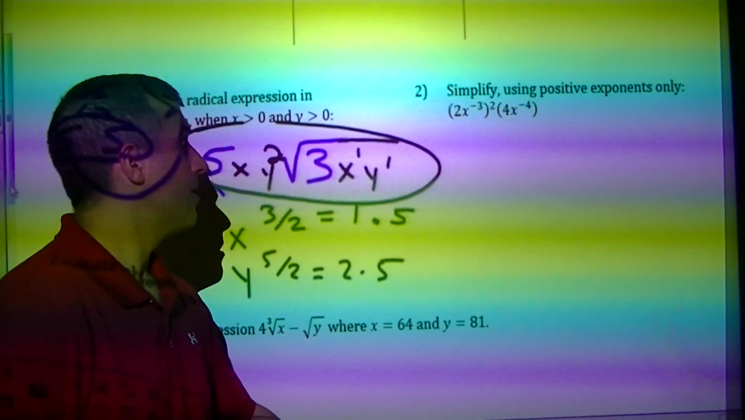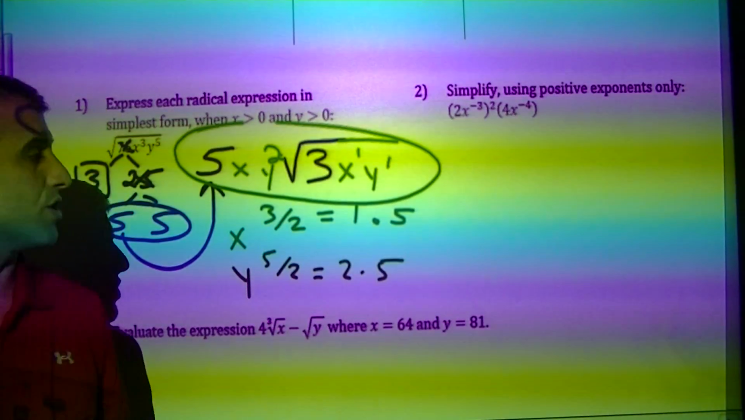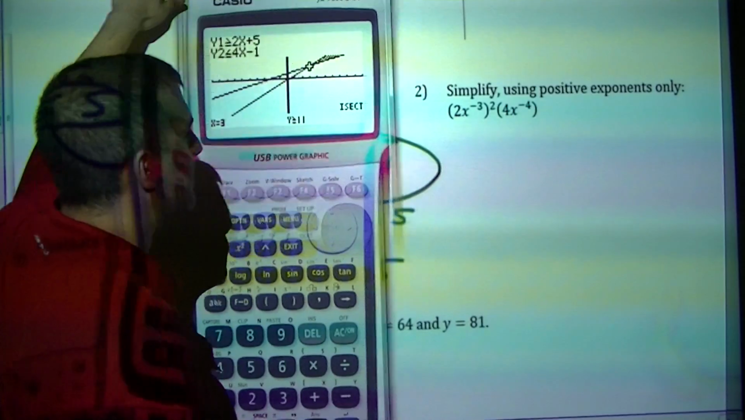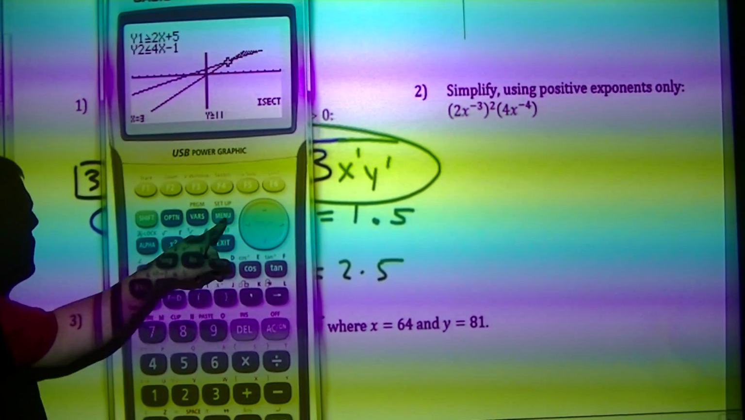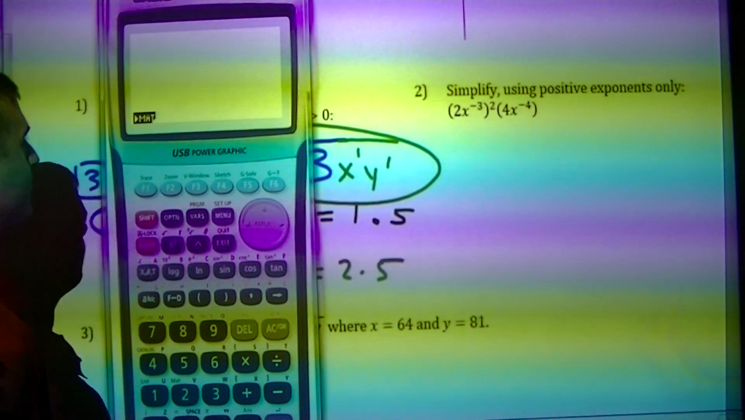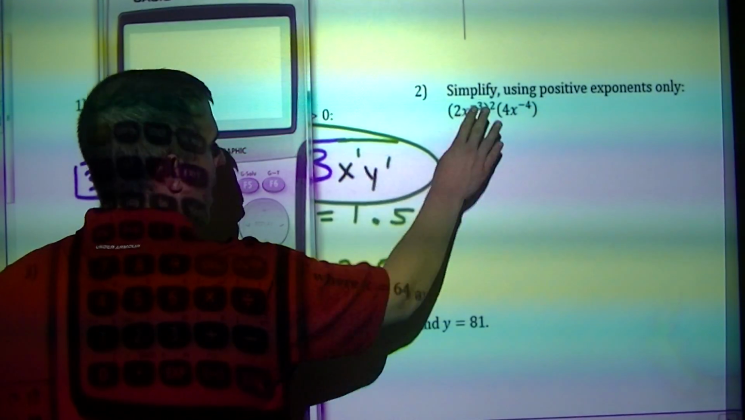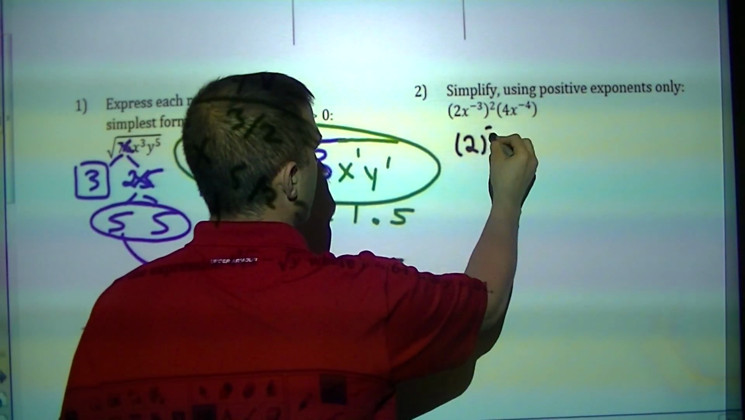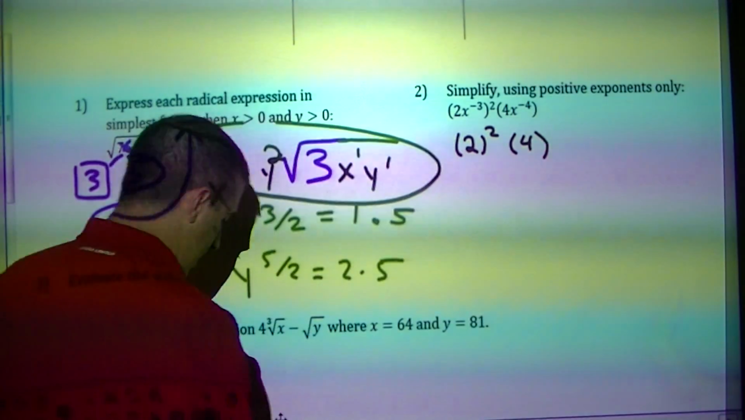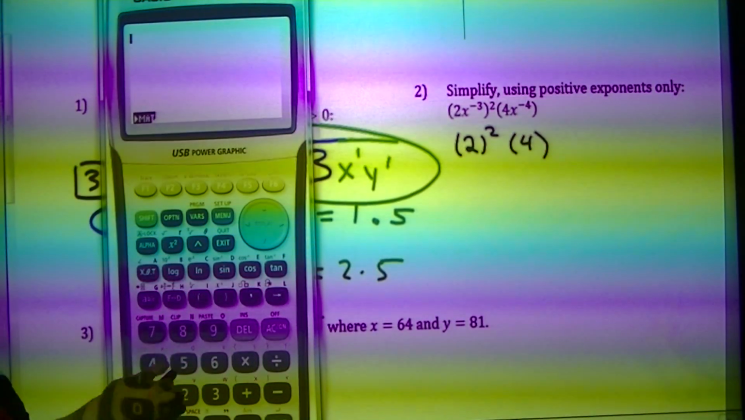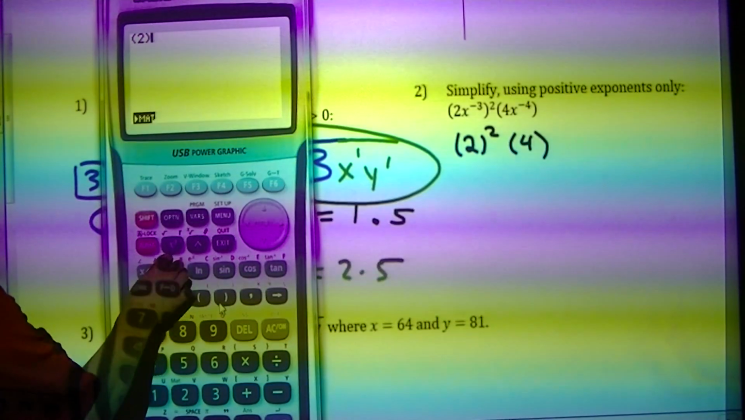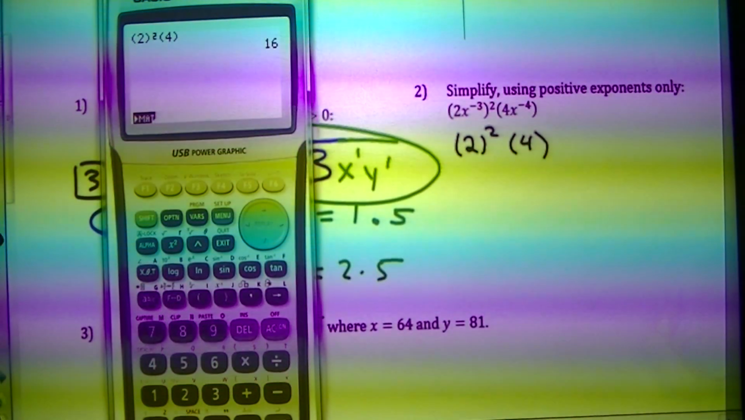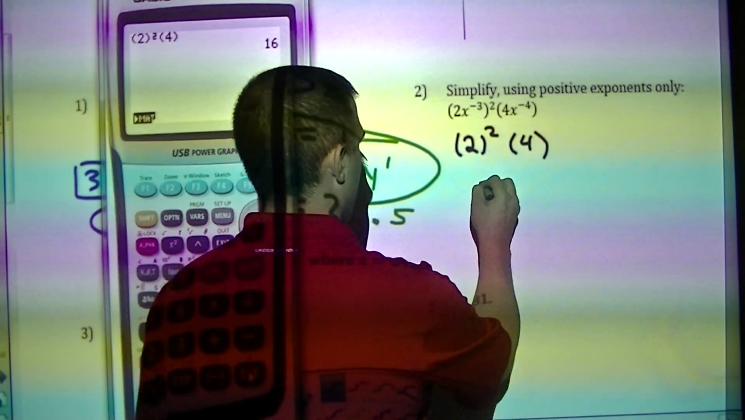Number 2, simplify using the expression. Now, what I would do here, so that you don't make a mistake or you can help eliminate answers, is forget about the variables for a second. I'm going to pretend this is 2 squared and this is 4. I want to figure out the number parts first. 2 squared and 4, so that's going to be 16.